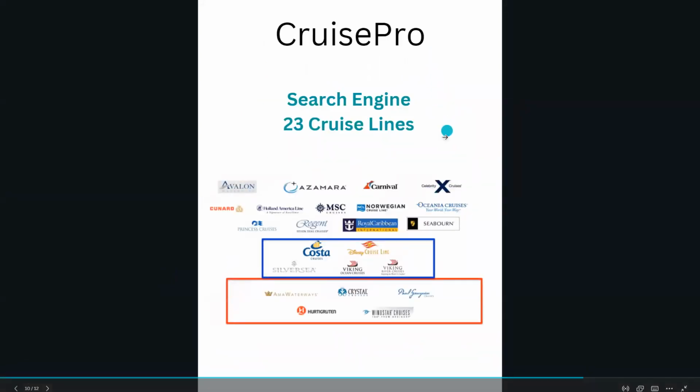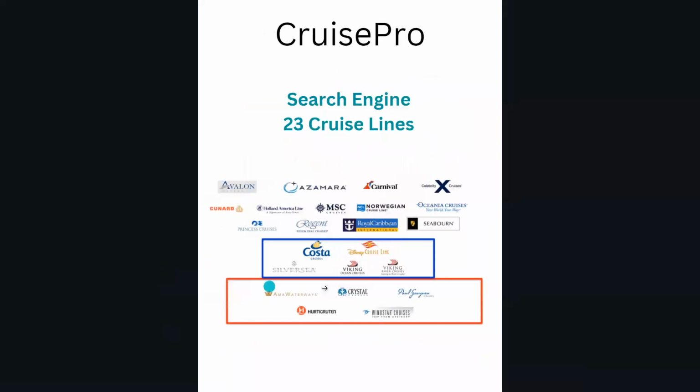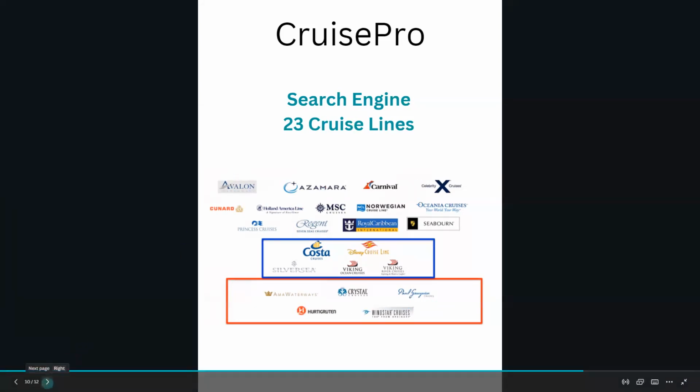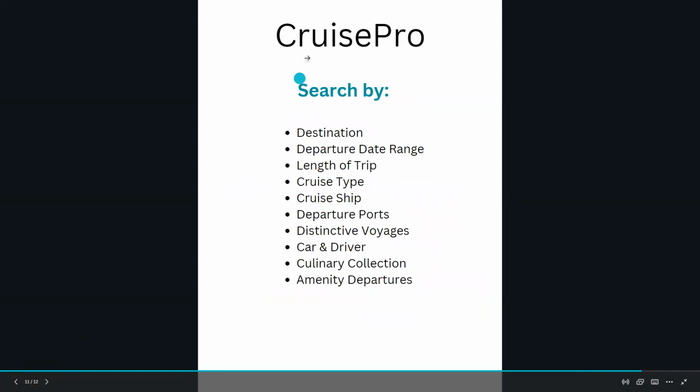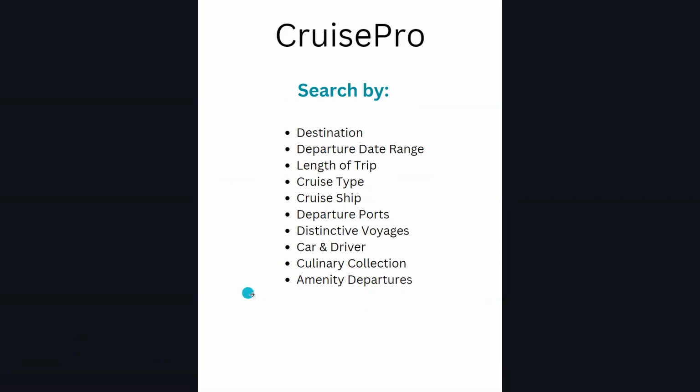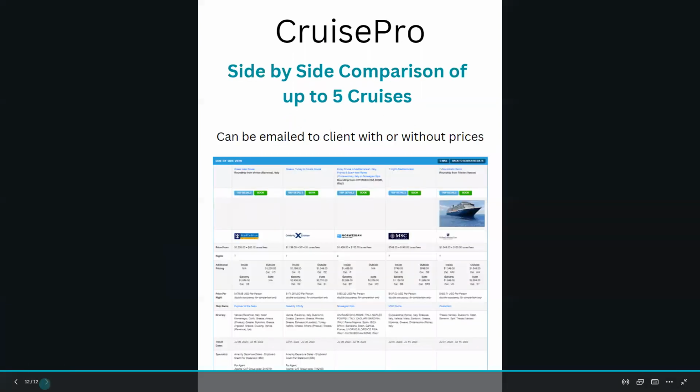So in CruisePro, there are 23 cruise lines. These are all of the different cruise lines that are in there. And if your client wants to go on one of these cruise lines, or if they don't know what cruise line they want to go on, you can search them all back here to narrow it down. In CruisePro, you can search by all these different ways, and we're going to jump back there in a moment and I will show you.